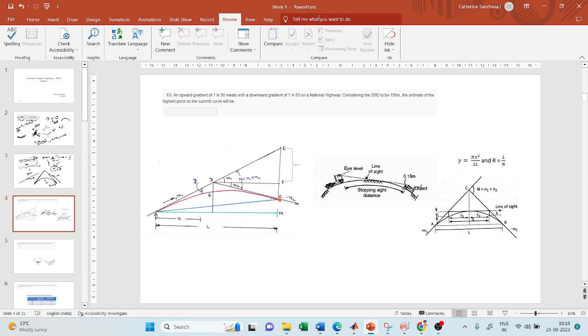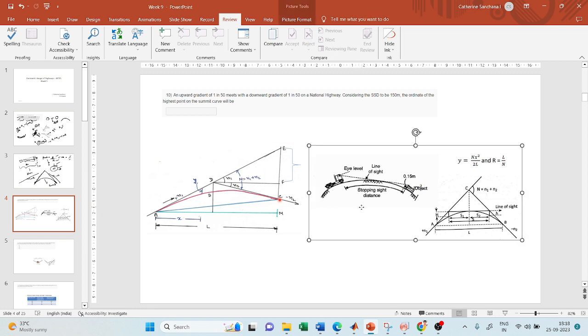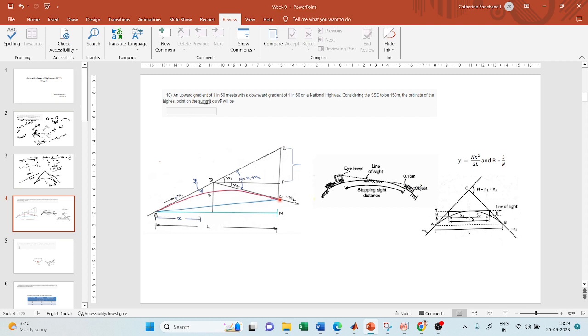So all these figures belong to the solution which I added. Okay, so you will have only this question, and as I told you, they will not give you any figures, but they will just write it as a statement. Here they have specifically mentioned that it is the summit curve, but in some cases, they will just tell you that it is a vertical curve.